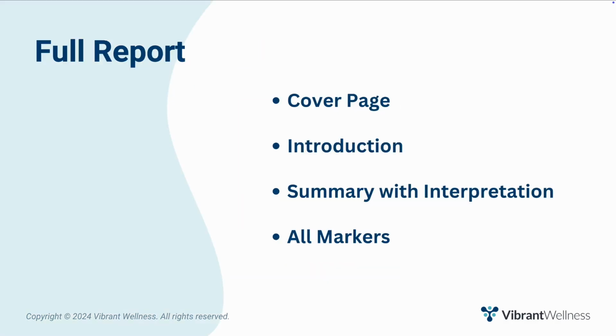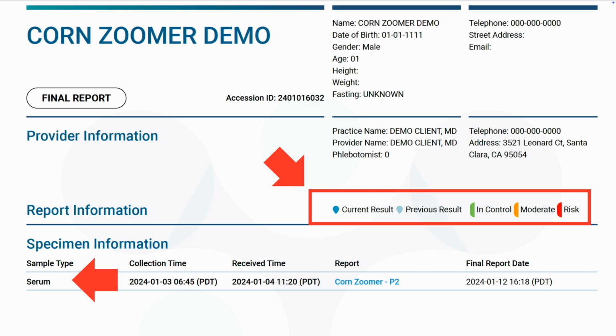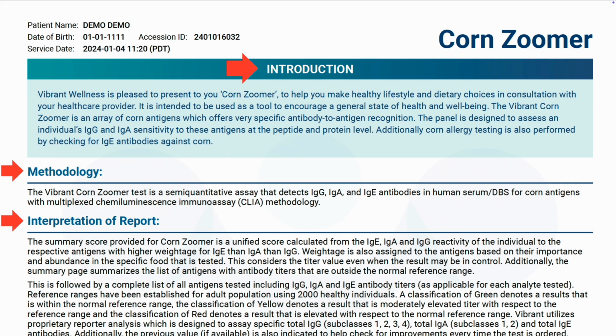Let's start with a quick overview. The Korn-Zoomer sample report includes a cover page, introduction, summary with interpretation, and then lists all markers. The cover page identifies the sample type and includes the results interpretation key. The introduction page is where you can find the methodology and interpretation of report.